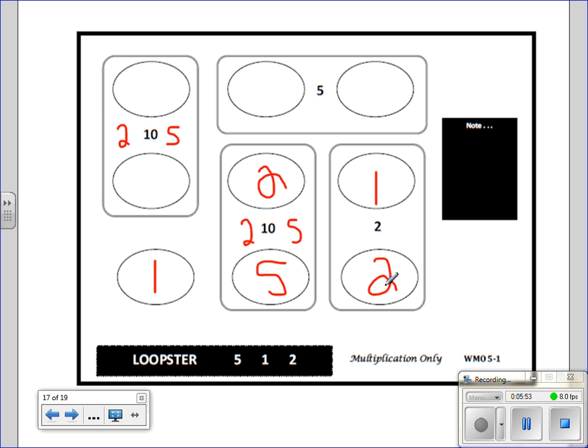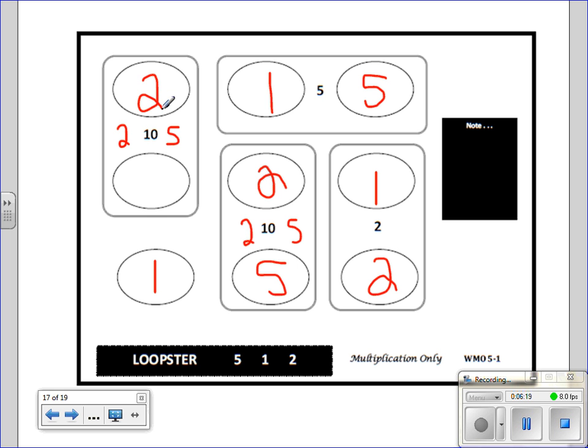Now, looking in my last column, I've used up my 2, my 1. So I don't even have to know any math. By logic, I know if this is 2 and this is 1, this one's got to be 5. Here's my question. 5 times what number gives me 5? 5 times 1. So now in my top row, I've used up my 5 and my 1. This can't be a 1 or a 5. This one's got to be a 2.